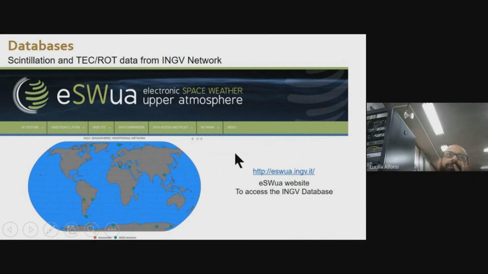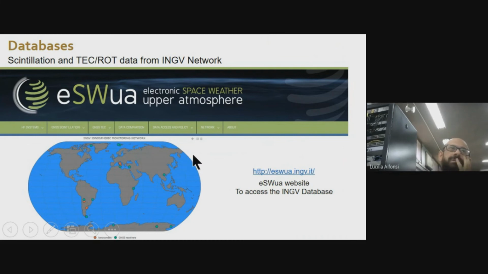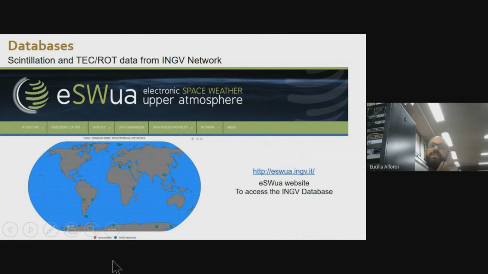We started the development of this ESWUA database more than 10 years ago, 12 years ago, something like this. But recently we completely renewed the back end of the system by organizing the data better, in order to make the data available in an easier way. And we also renewed the front end, so the web portal.